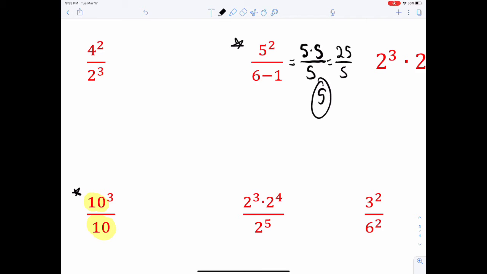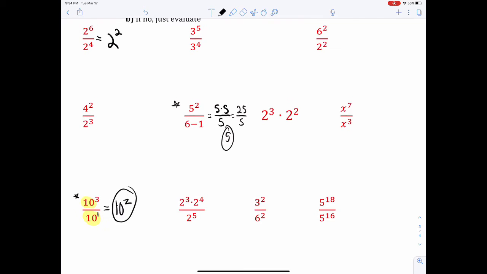If you said uno or 1, you'd be right. There's an invisible 1 there, just like in front of an x when you solve an equation. Same idea with exponents. If there's no exponent there, there's a 1. So now this question becomes much simpler: 10 to the 3 over 10 to the 1. That will just be 10 squared, which is 100.